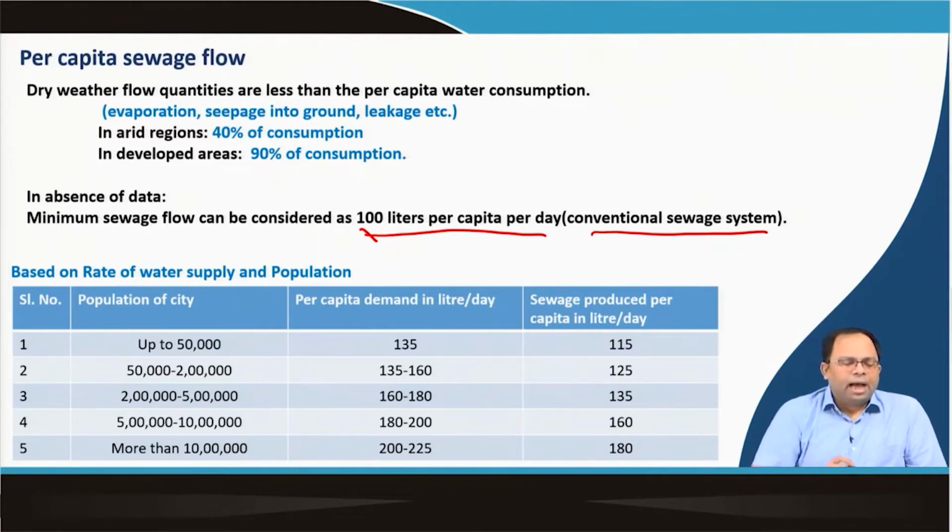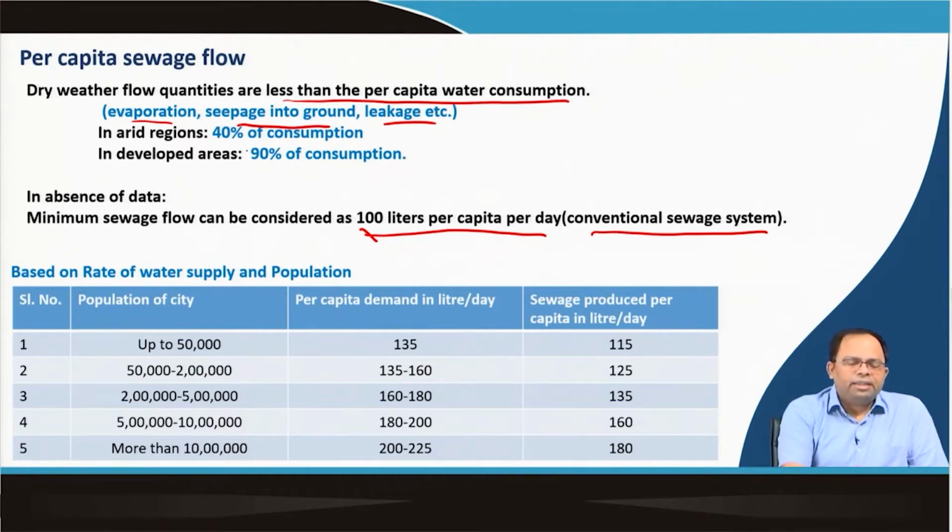This is one. The other is that the entire water utilized, either from municipal sources or from tube wells and all, is consumed in a particular urban area, but the sewage flow, particularly the dry weather sewage flow, is actually much less than the per capita water consumption. Why? Because of course there is loss due to evaporation, because we use water for watering our lawns and other places. Then there is seepage into the ground, infiltration, and leakage as well. These are the different losses in the system.